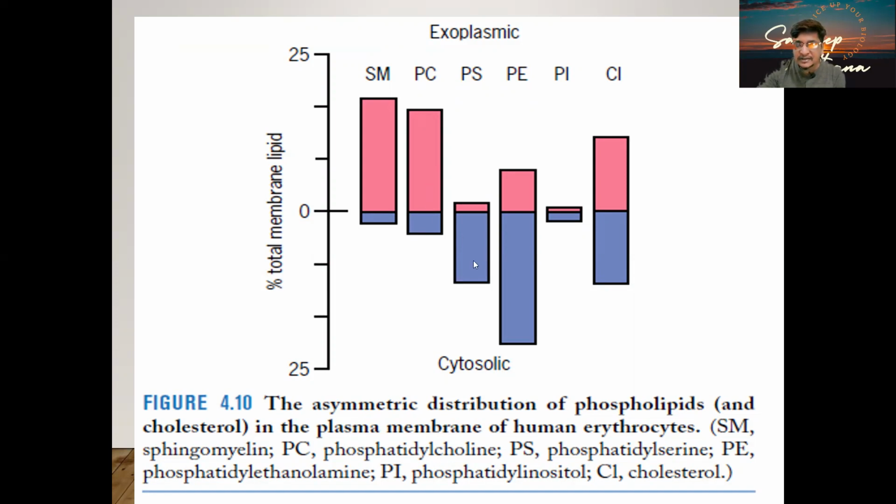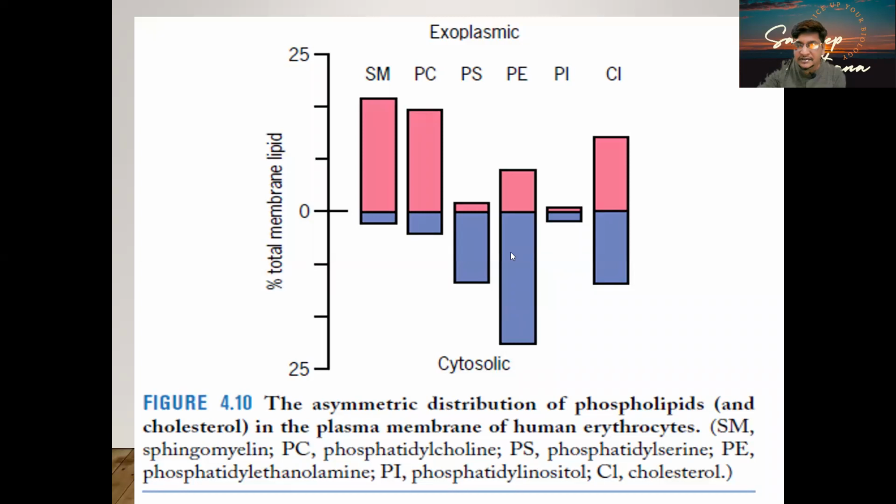And if you see this one, the phosphatidylserine, it is mainly on the inner part, but they give good evidence. If this is reversed, the cell is either cancerous or it is undergoing apoptosis. So this is a very good molecular marker we can use for cells undergoing apoptosis.